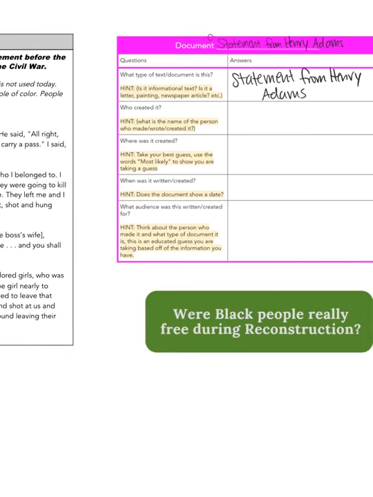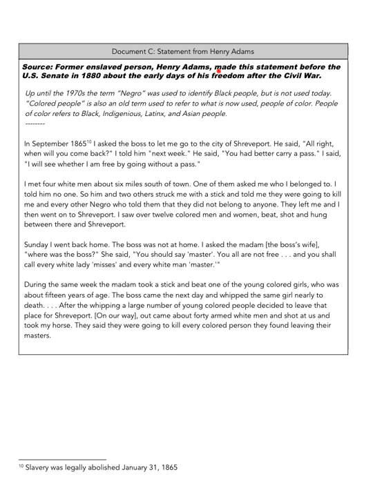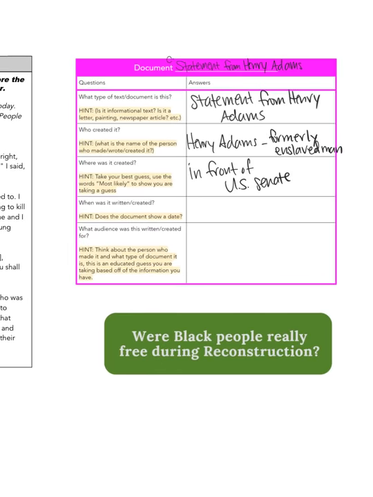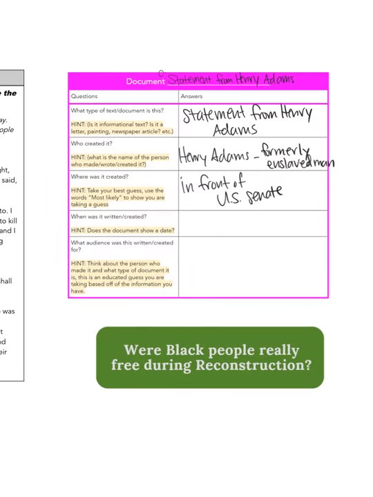I'm going to add that he was formerly enslaved. A perspective of a formerly enslaved person is going to be very different from, say, a white northerner. Where this document came from is also clearly at the top of the document. It tells you where Henry Adams made this statement. He made this statement in front of the U.S. Senate. This does not mean that he was a senator, but he shared his experience in front of senators. The next question also explicitly tells us the year, so that one's easy, 1880.